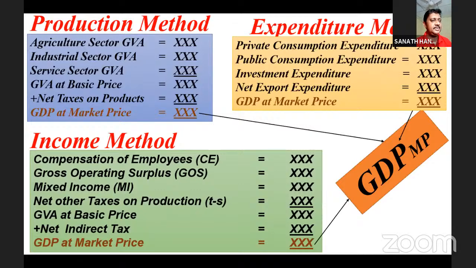Right? This knowledge is a must for you to do the calculation. Right?